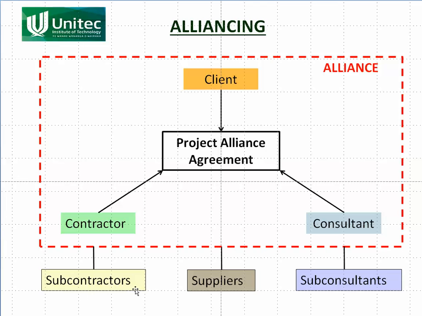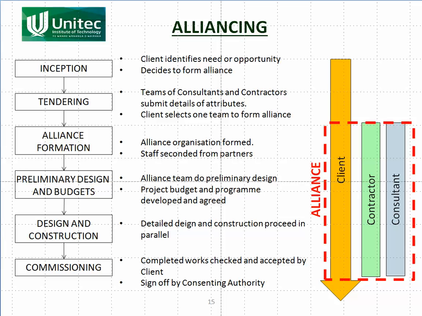Now there may be subcontractors, suppliers and sub-consultants. They're all hired by the alliance. They're not part of the alliance agreement, but they're hired by the alliance with the normal sort of agreements we had with the previous ones. The format of the process is quite different from the other two processes. You've got inception, the client decides he's going to build something, decides to form an alliance, and then the tendering is quite different from all the others.